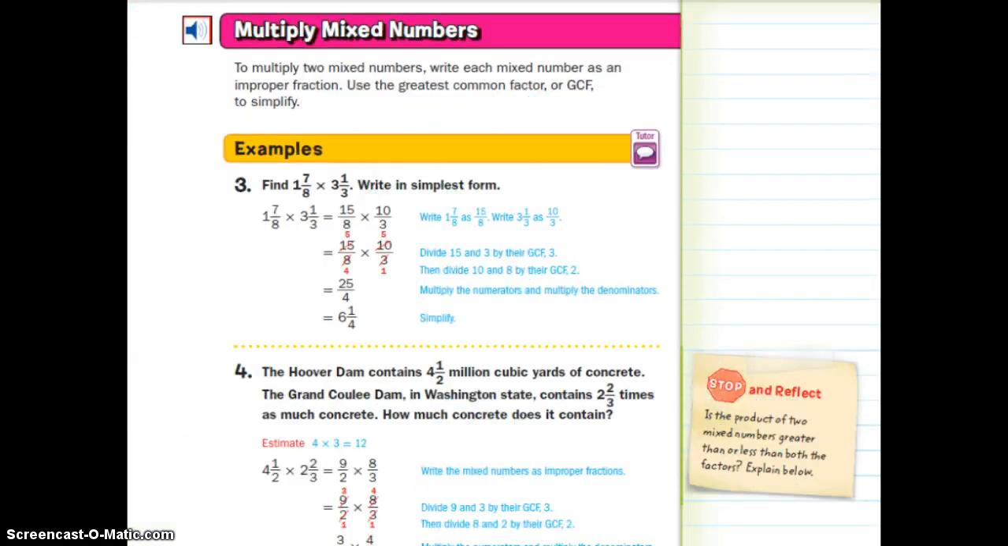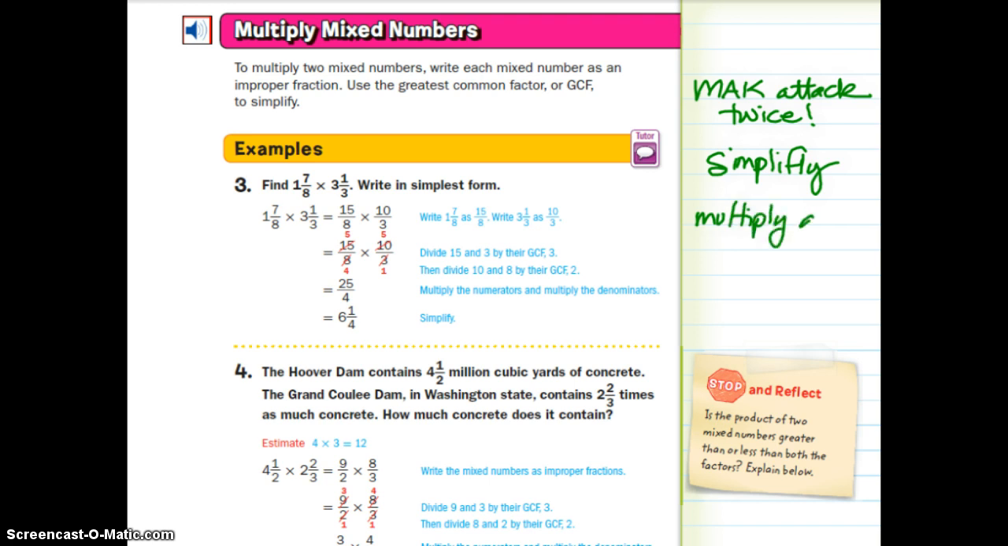Alright, now we're going to multiply mixed numbers, which means both of the numbers are going to be mixed numbers, which means we have to do the MAC attack twice. And then we're going to simplify within the problem. And then we're going to multiply across. Okay?